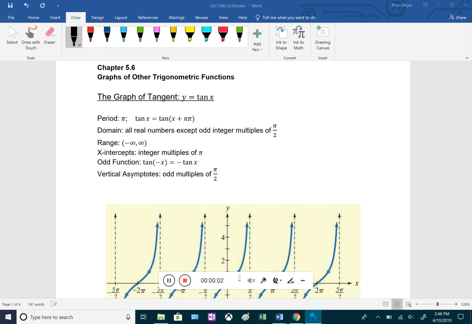Chapter 5.6 is going to be the graphs of the other 4 trigonometric functions. So we'll start with the graph of tangent. We're not going to be doing any transformations with these. I just want to go over the properties and what the graphs look like.